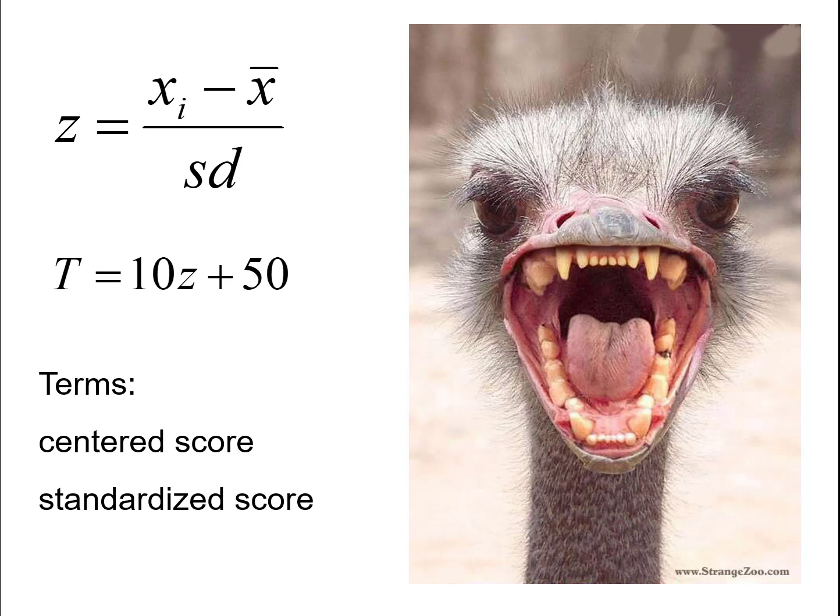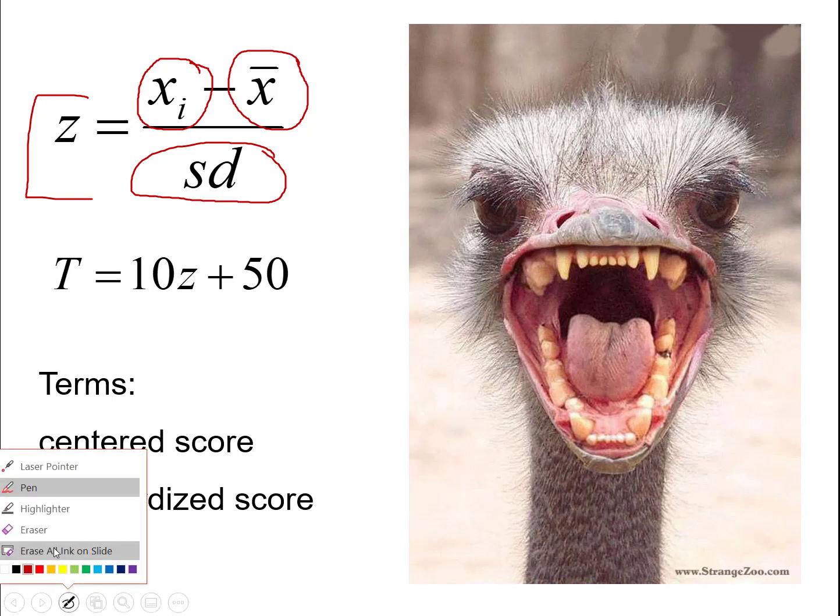And here are the formulas we can use to calculate a z-score and a t-score. At the top I have the formula for a z-score. To calculate a z-score for a person in a sample, I take that person's score on x, the score on x for individual i, and I subtract from it the sample mean, x bar. Then I divide that by the standard deviation, and that will give me a z-score for that person. That will tell me how many standard deviation units that person scored above or below the mean.